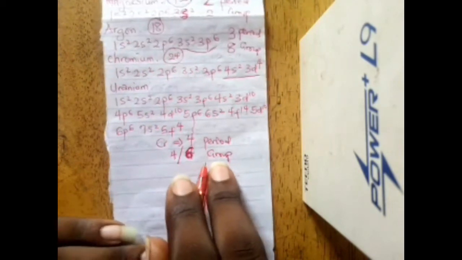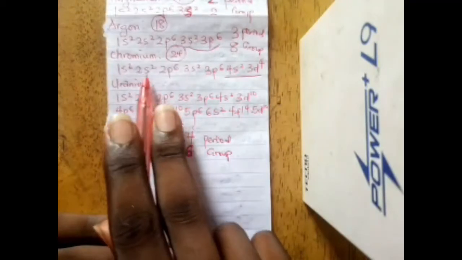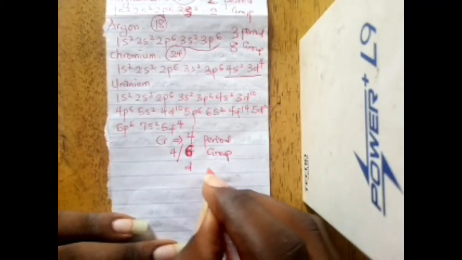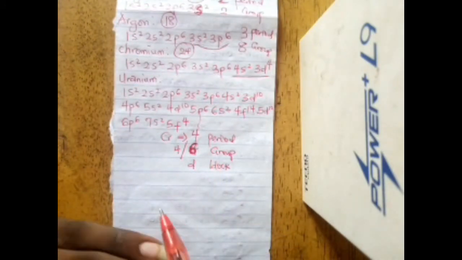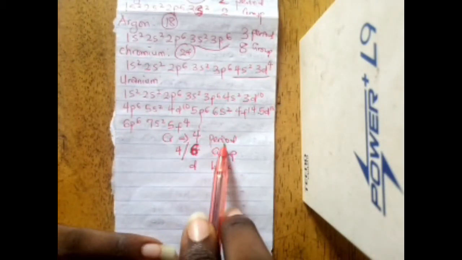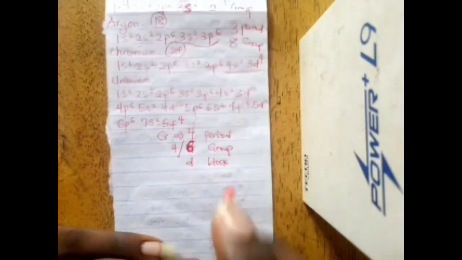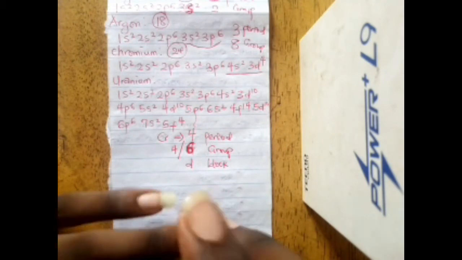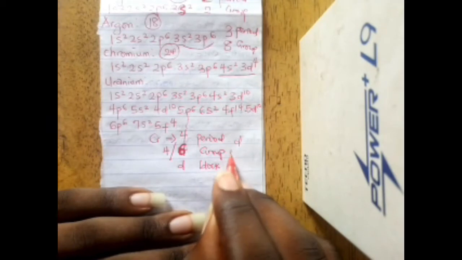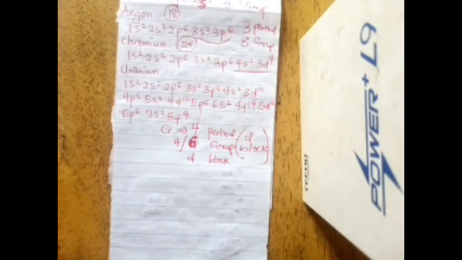I don't know the group yet. And I also have the blocks here. I have S, P, and D. So it is a D block element. So where in the periodic table will I find it? Since it is in period 4 and the D block elements now, it is not going to be a group 1 element, a group 2 element, group 3 or anything. It is going to be in the D block element. That is the transition element. So chromium is a transition element.